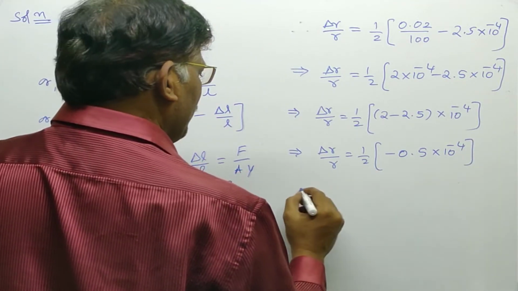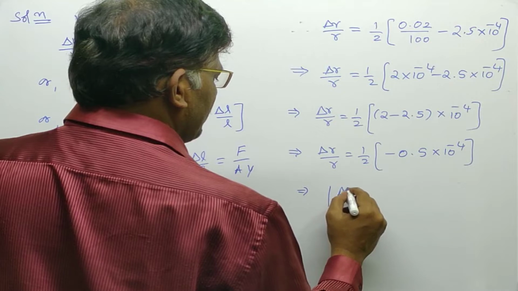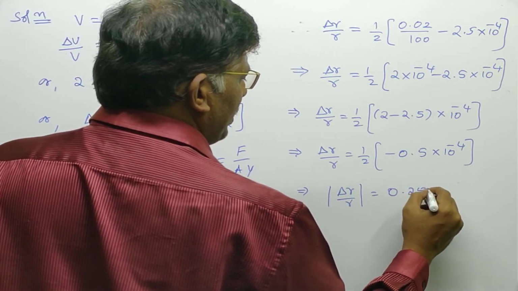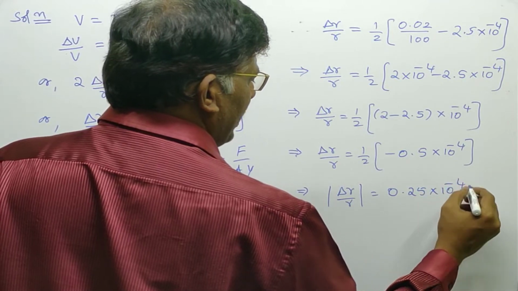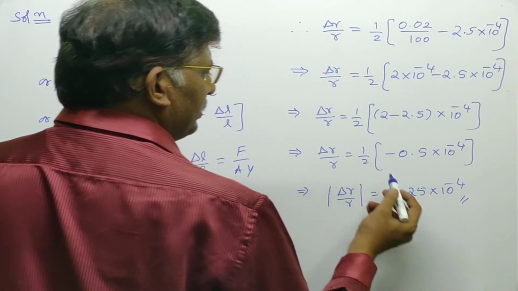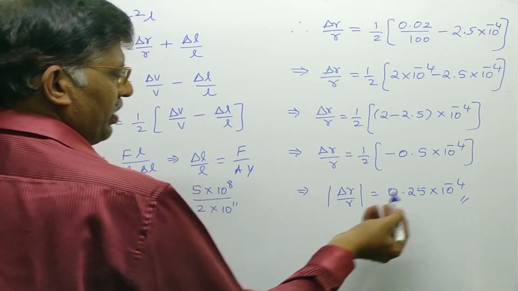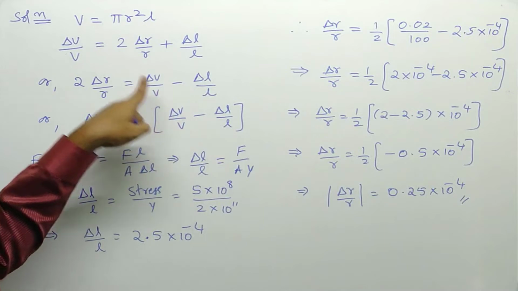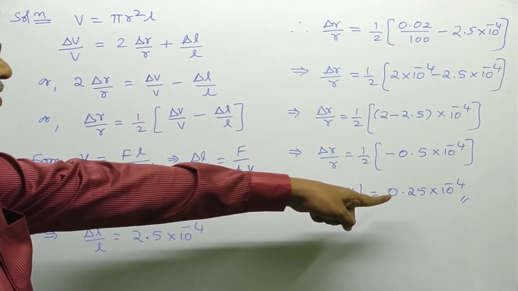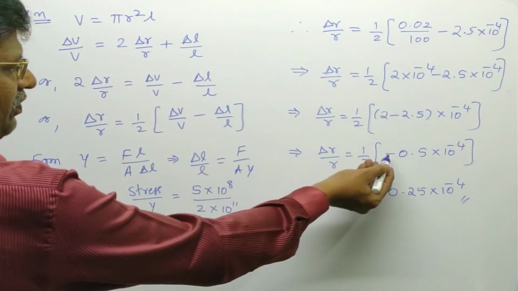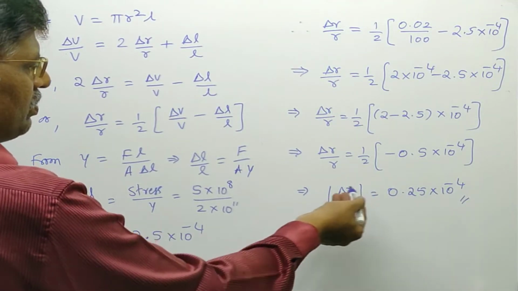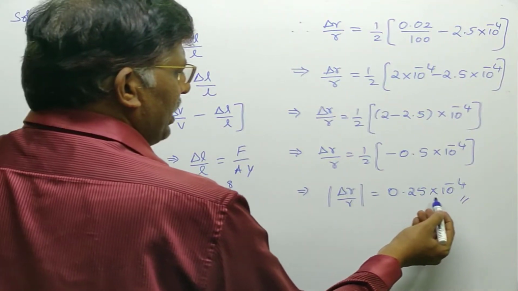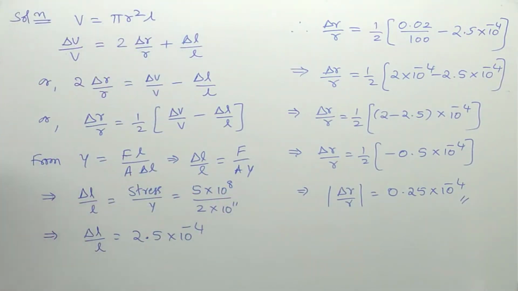Minus 0.5 by 2, that implies modulus of delta R by R is equal to 0.25 into 10 power minus 4, since 0.5 by 2 is 0.25. The negative sign indicates that when the length increases, the radius of the wire decreases. That is the meaning of the negative sign, or you can take it as a quantity. Modulus of delta R by R is equal to 0.25 into 10 power minus 4.